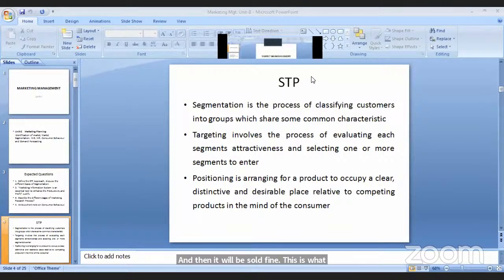Now, what is targeting? Targeting involves the process of evaluating each segment's attractiveness and selecting one or more segments to enter. Fine. Target means what? Once I identify this is the soap, where I'm making an Ayurvedic soap, my company is manufacturing an Ayurvedic soap. Now my target audiences are those kinds of customers who believe that Ayurvedic soaps are better for the skin in comparison to any other soap.